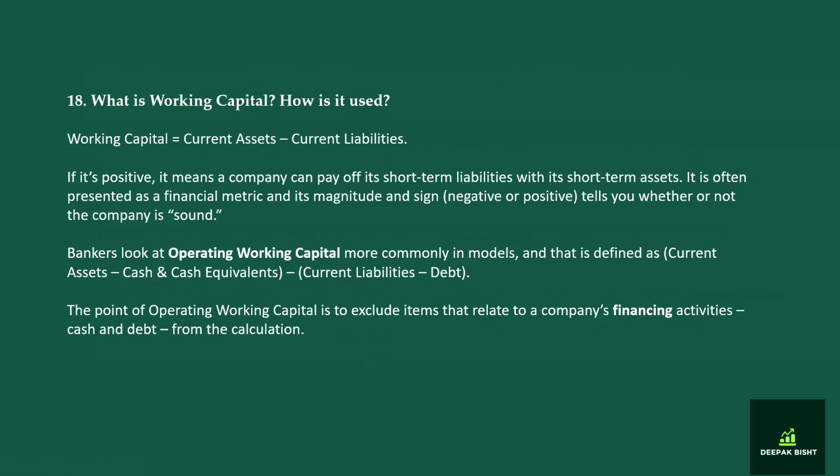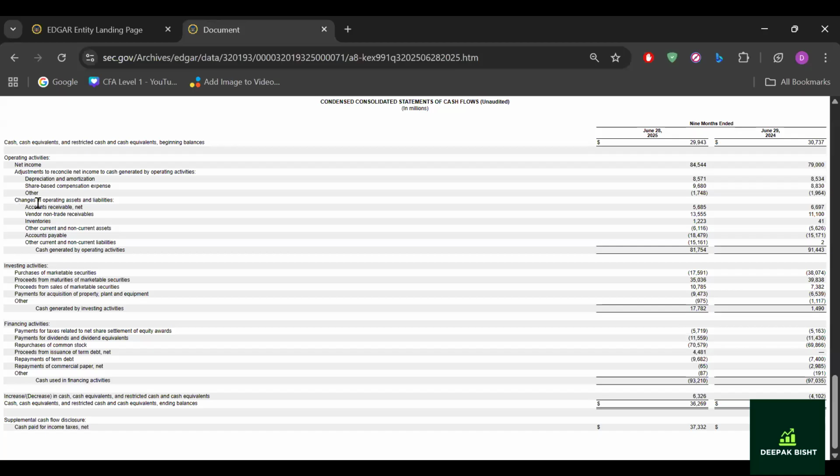Question number 18: what is working capital and how is it used? The basic formula of working capital is current assets minus current liabilities. And we have seen in the cash flow statement previously also, working capital changes are there. Changes in operating assets and liabilities are the changes in working capital in the cash flow statement.